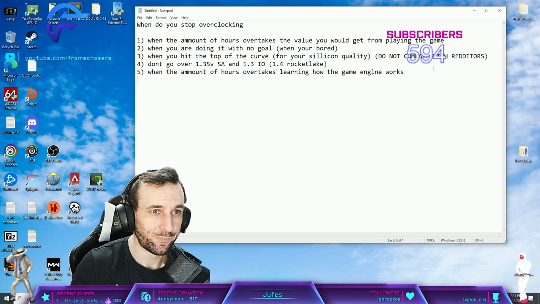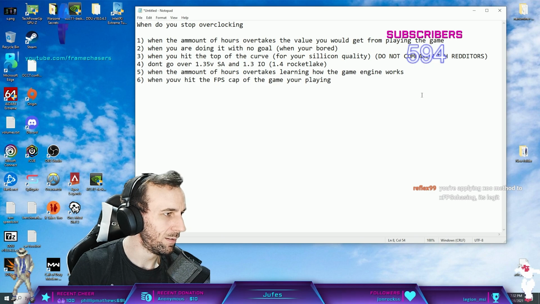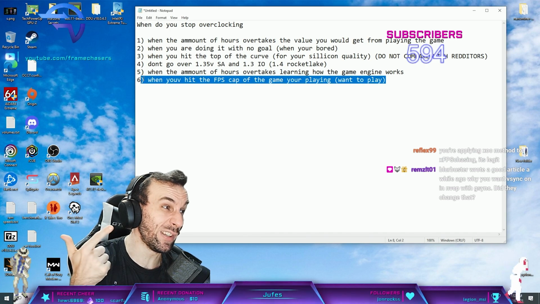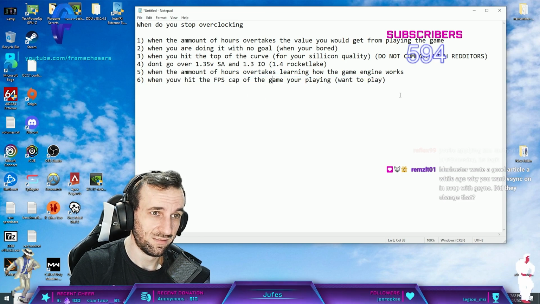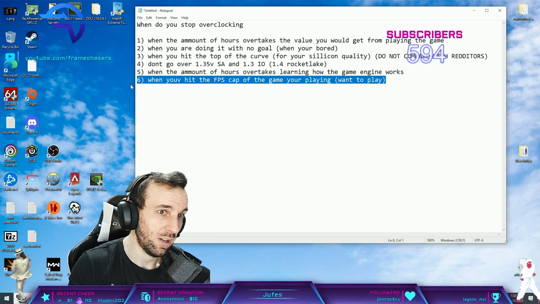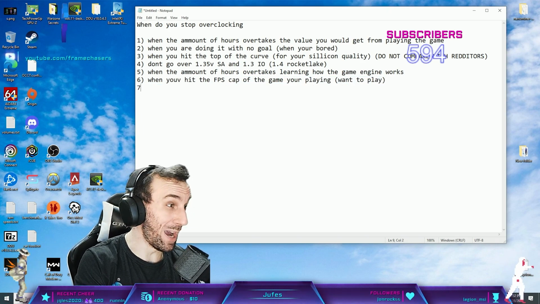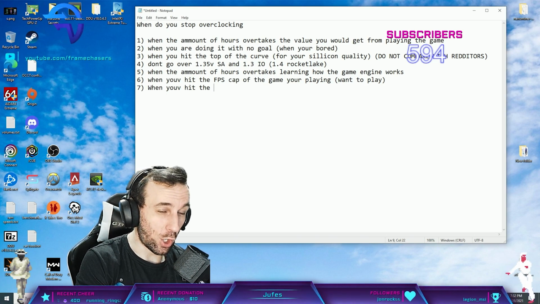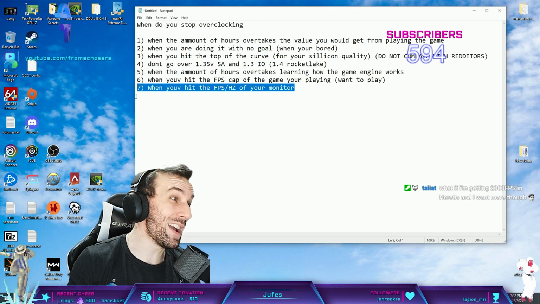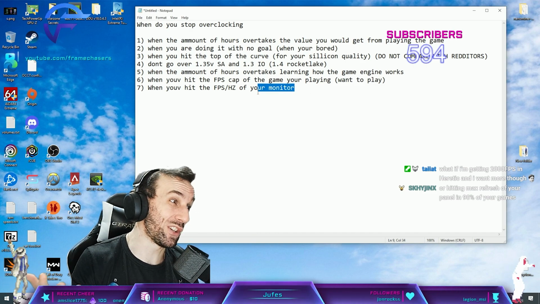Oh, that's another good one. When you've hit the FPS cap of the game you're playing. This is so simple, I didn't even think about it. Does the game you're playing have an FPS cap? If so, just overclock till you hit the FPS cap. Or, hang on, even better: when you've hit the FPS to hertz of your monitor. Imagine tuning your system to the refresh rate of your monitor. Imagine just common sense.